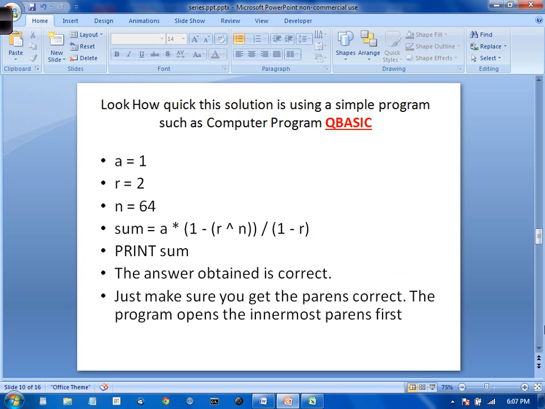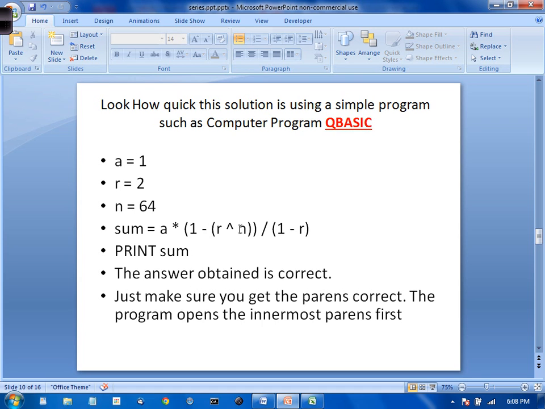Okay, so look how quick this solution is using a simple basic program. Well, here, these are the actual steps. A equals 1, R equals 2, N equals 64. I just gave them values. The computer knew that. And I wrote the word sum equals A times this, and print sum, and it printed out the answer. That's how quick it is once you use the equation. I'm going to leave that for you to do. I don't think that could be any simpler.